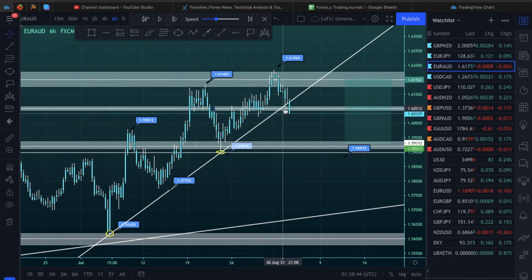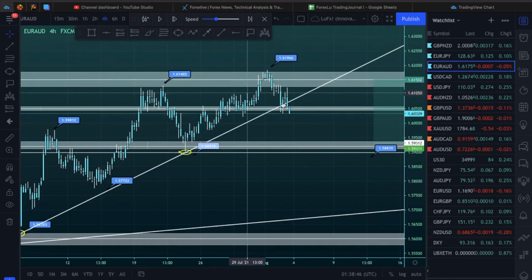We got a good reaction here. This probably got a lot of buyers in because it looked like it rejected, looked like it was pushing up. But I was waiting for price to break, right? So let's see what happens.